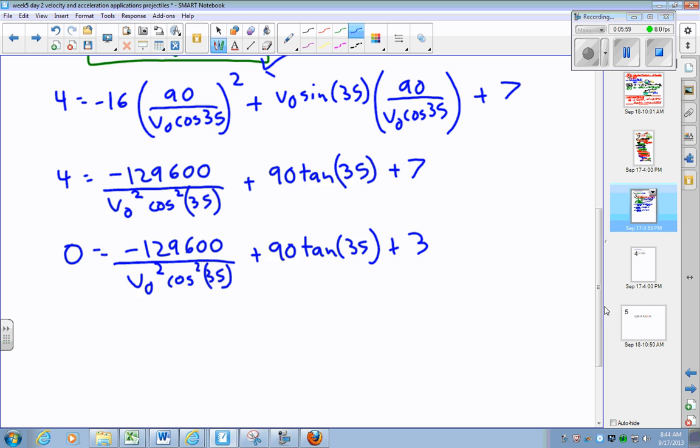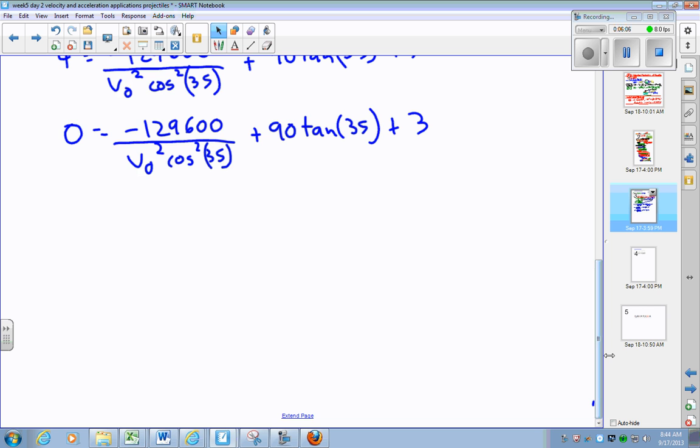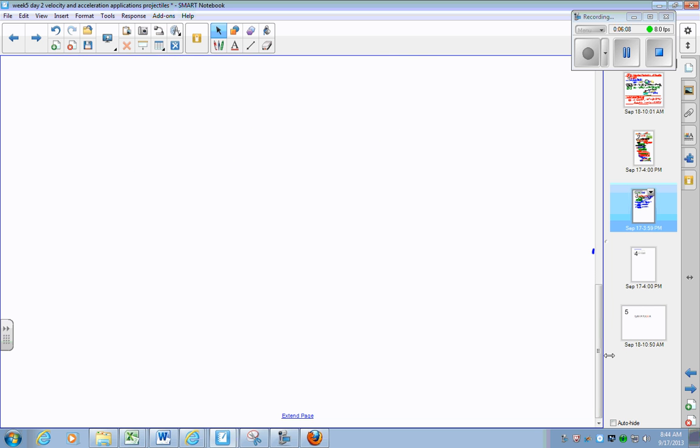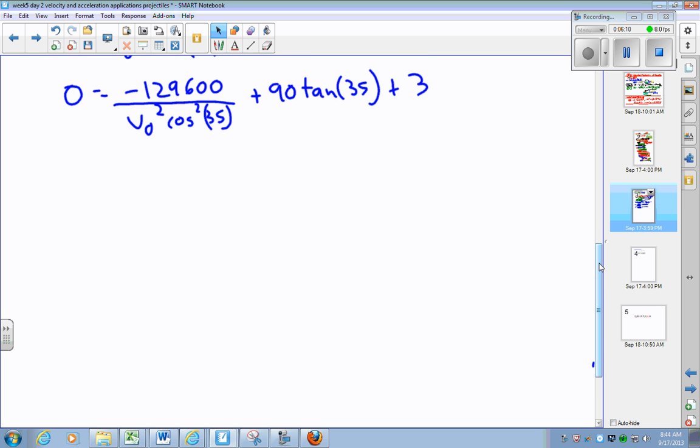Another way to solve it, and one I want to look at just for getting that calculator out and practicing, is I want to look at this on the calculator, so you can see not only the actual answer, but also what's happening with a variety of the v naughts.